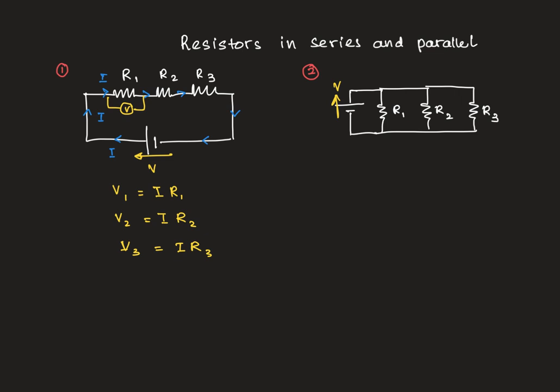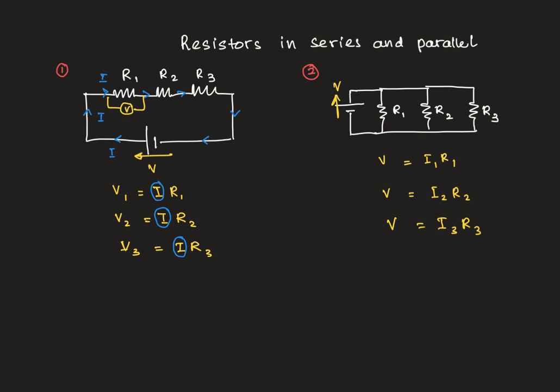The term that did not change was I. I stays constant going around the circuit. Now if I do the same for the resistors in the parallel circuit, for resistor R1 you will have V equals I1 R1, and again V equals I2 R2, and V equals I3 R3.